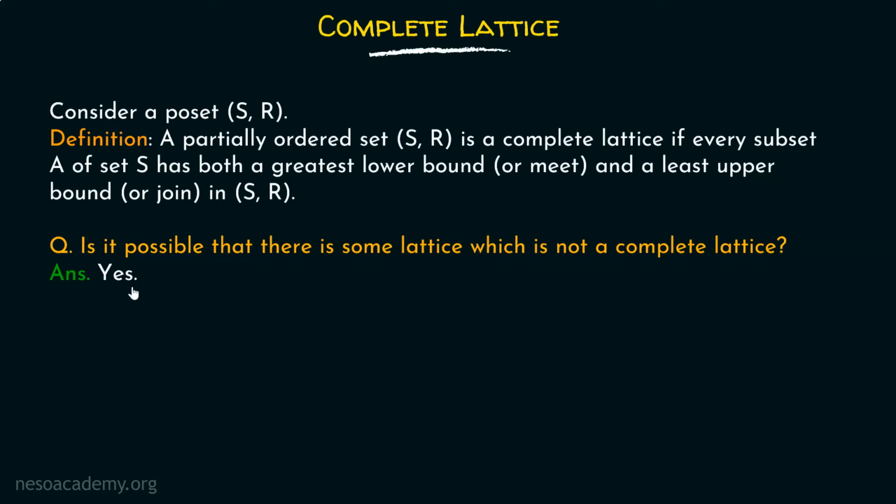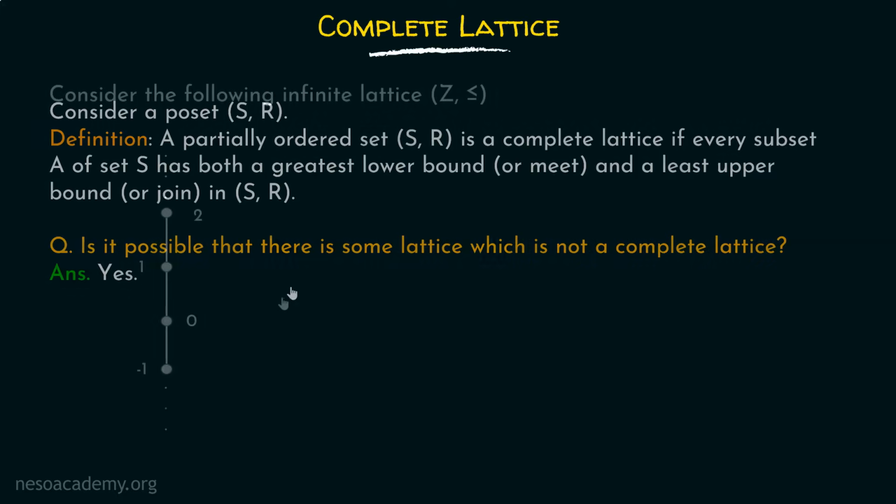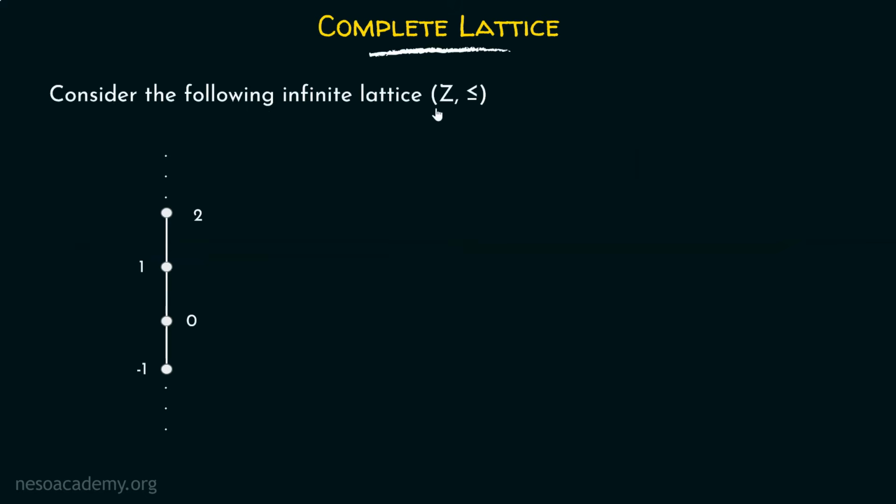Let's see what kind of lattice is not a complete lattice. Consider the following infinite lattice (Z, ≤). Let's consider this particular infinite lattice, right? Here, obviously the poset is (Z, ≤). Z represents the set of integers and less than or equal to is our relation R, which consists of all ordered pairs (a, b) such that a is less than or equal to b. Okay, this is our relation.